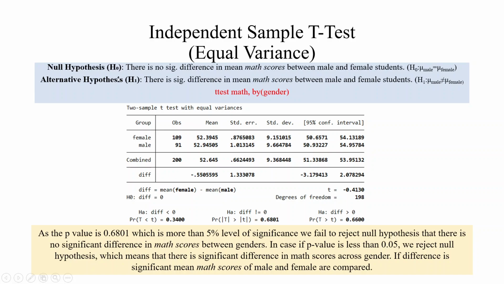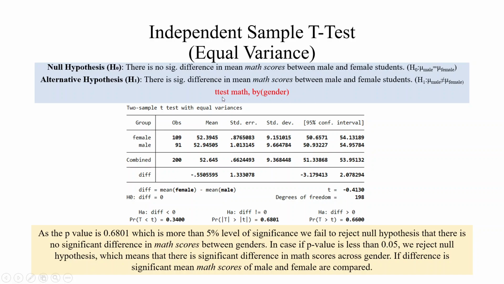Null: there is no significant difference in mean math scores between male and female students. Remember that this is the test for equal variance. Alternative is there is a significant difference in mean math scores between male and female students. So the first one, mu male is equal to mu female. This is mu male not equal to mu female.